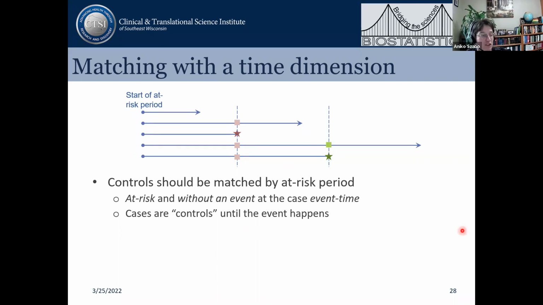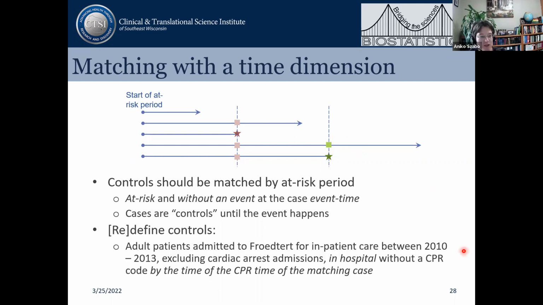And then for this patient, when they become a case, this is the only potential control because nobody was followed up as long. So the better definition for our controls would be all adult patients admitted to Freighter who were in hospital without a CPR code by the time of the CPR of the matching case. Right? So it's not just patients who didn't have CPR, but who stayed long enough in the hospital, say weren't discharged the next day, to have a chance to have a CPR. By the time of the case, because if the case would have discharged 2 days earlier, they wouldn't have had CPR either in hospital during that admission. But they haven't had CPR yet.